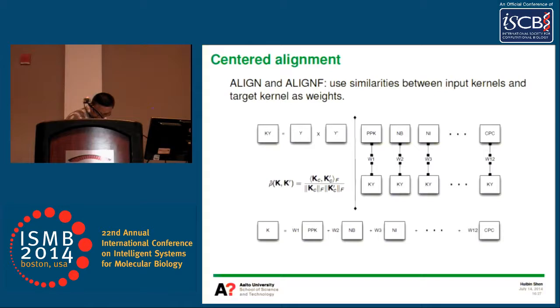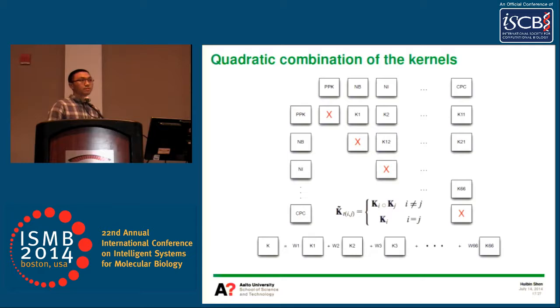Another way is that, given the different kernel matrices, we consider all the pairwise combinations of the kernel matrices. By pairwise combination, I mean the element-wise product, by this equation. So we now have a new, much larger set of kernel matrices to use. After that, we combine the kernel matrices in the new set by the same approach as before.